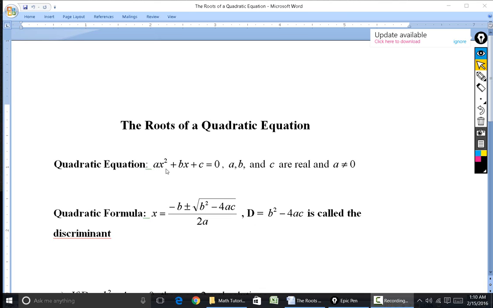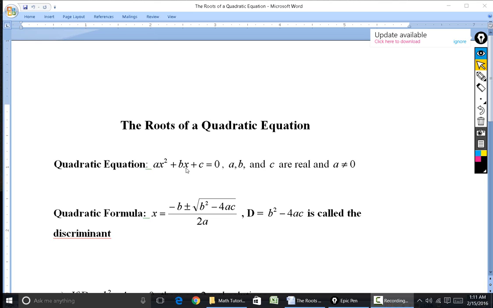Second degree, a is the coefficient of the squared term, b is the coefficient of the x, and c is the other constant. And for the discussion of this video, I'm going to assume that a, b, and c are real numbers. A cannot be 0, because if a is 0, then I don't have a quadratic, I have a linear equation, first degree. I only have bx plus c equal to 0, that's first degree. So in order to guarantee that I have a quadratic equation, I have to have a not equal to 0.